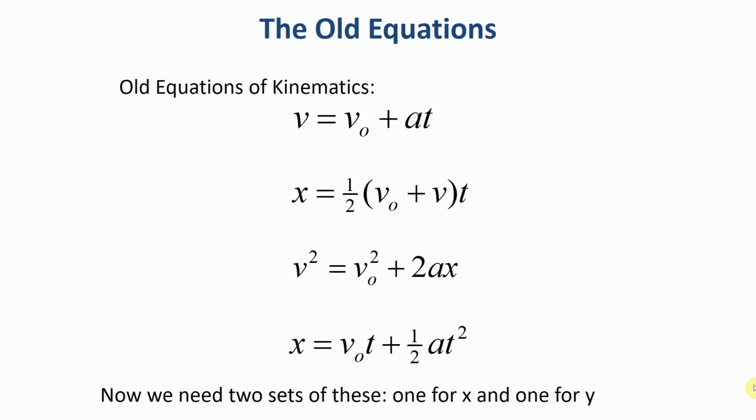So to review, I'm going to take the four kinematics equations. These are my big four equations for constant acceleration. And I'm just going to copy and paste this. I'm going to have one set for X and one set for Y. And I'm going to do this because the X and Y motion is completely independent from each other.